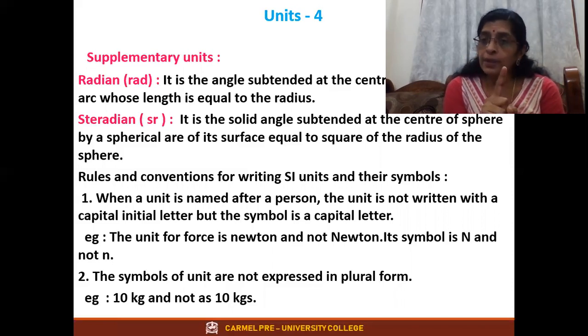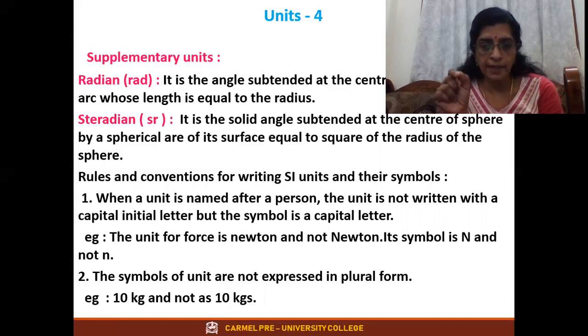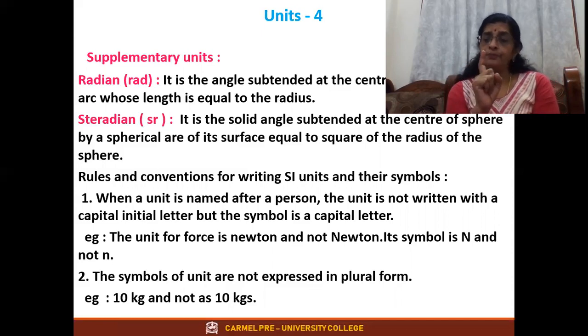Okay. So this is one. Only for writing SI units I'm telling. It's not for other things. Otherwise, what we represent with caps, right? The name of a person should be in caps, then only we start writing. But here it is not like that. Only the symbol, if you are writing, is in caps.